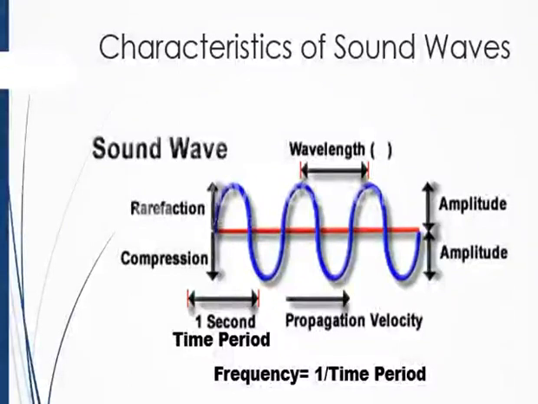Sound is a longitudinal wave which consists of compressions and rarefactions traveling through a medium. A sound wave can be described completely by five characteristics: wavelength, amplitude, time period, frequency, and velocity. All these characteristics of a sound wave will be described one by one.